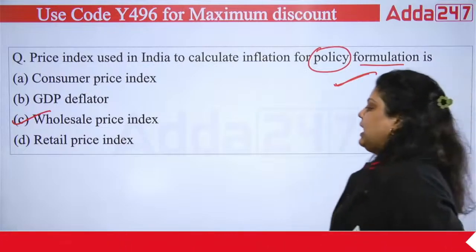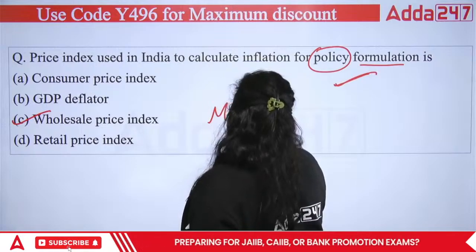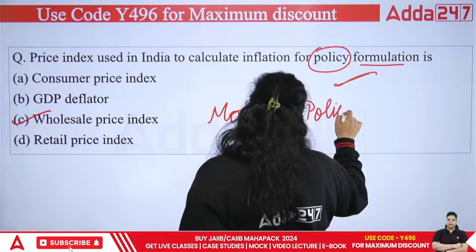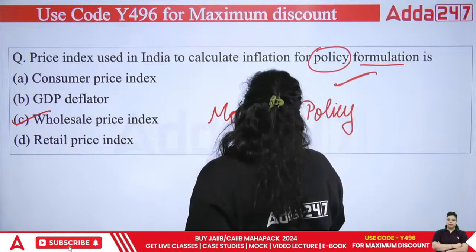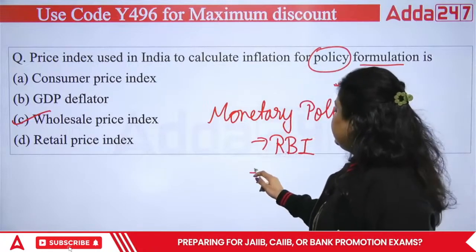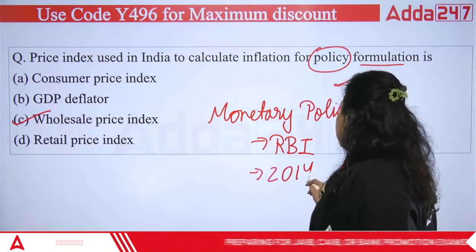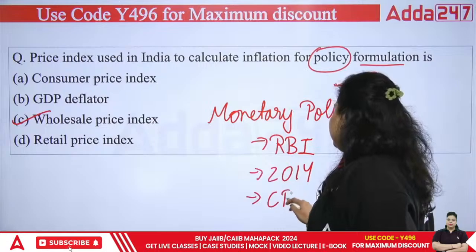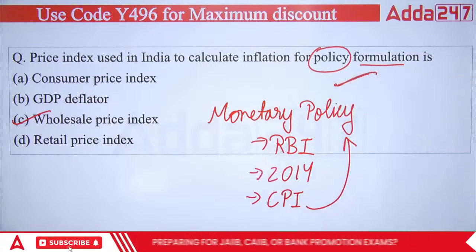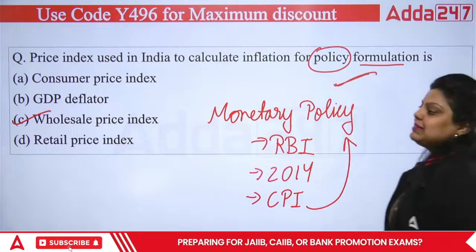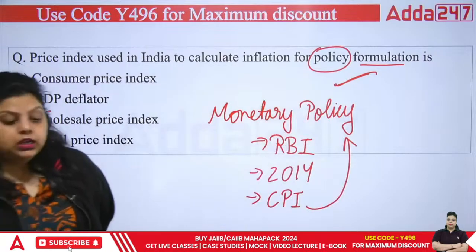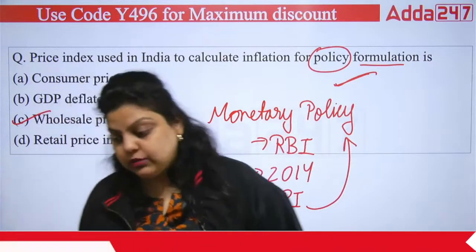Achha, apart from that, if I talk about monetary policy, so you all know about the monetary policy. Monetary policy is formulated by the Reserve Bank of India. And what has RBI done? RBI since 2014 adopted the Consumer Price Index for the formulation of monetary policy. Do remember this. This is the add-on. Add-on means this is the additional reform that happened in the policy formulation.